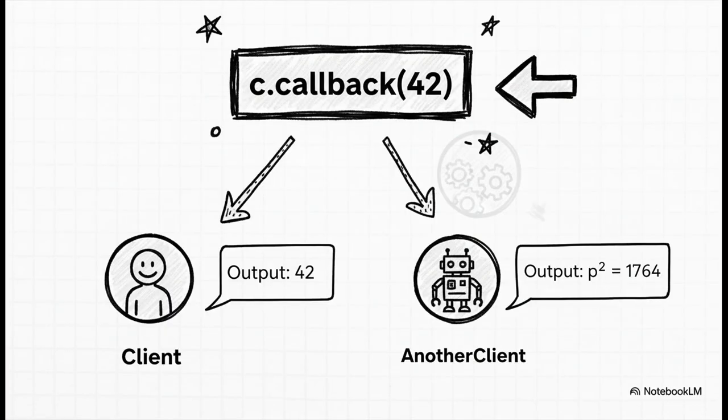And there's the proof right there. The exact same line of code, c.callback(42), produced two completely different results. Why? Because the actual object hiding behind that interface variable changed. This, right here, is the secret to building flexible, adaptable software.